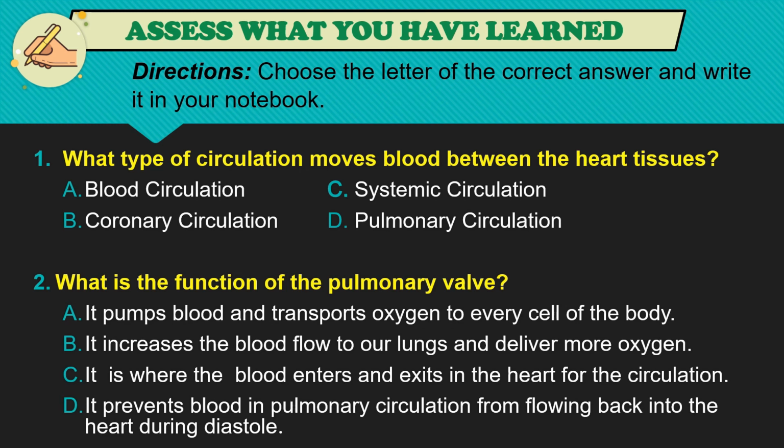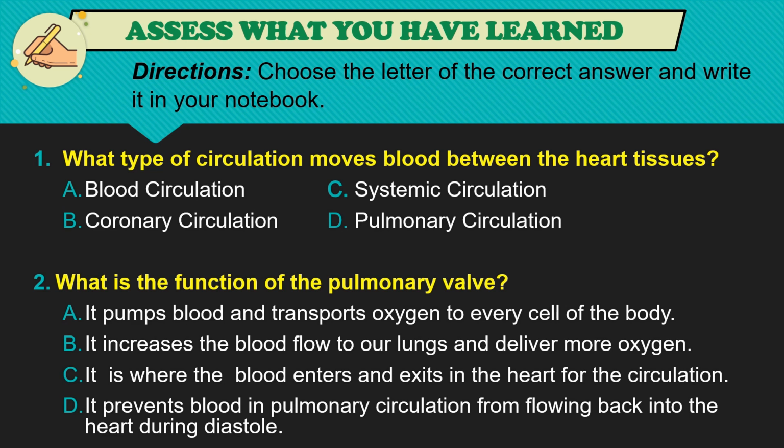Directions: choose the letter of the correct answer and write it in your notebook. Number 1. What type of circulation moves blood between the heart tissues? A. Blood circulation. B. Coronary circulation. C. Systemic circulation. D. Pulmonary circulation.